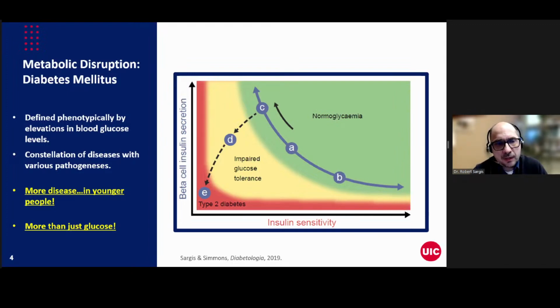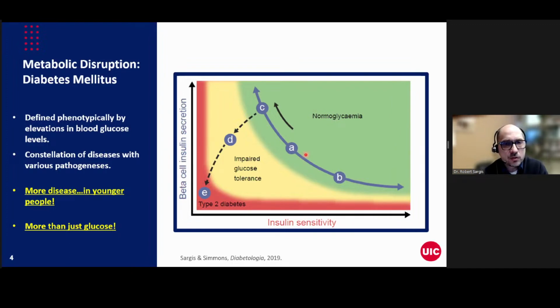And just so that we're all on the same page, I think it's important to recognize that when we talk about diabetes, what we're talking about is a disease that's defined phenotypically by elevations in blood glucose levels. As a consequence, this is really a constellation of diseases with various pathogenic origins. But the basis of this is really defined by the slide on the right, in which most people's glucose homeostasis is maintained in a normal range through the matching of insulin sensitivity shown on the x-axis and insulin secretion on the y-axis.